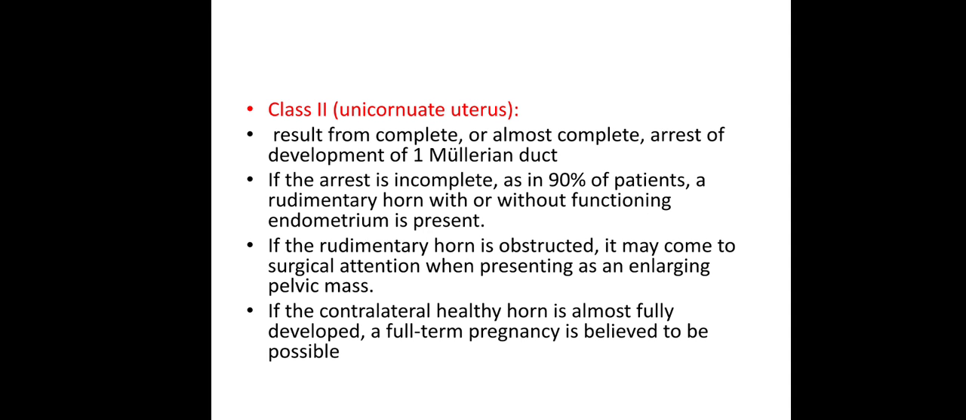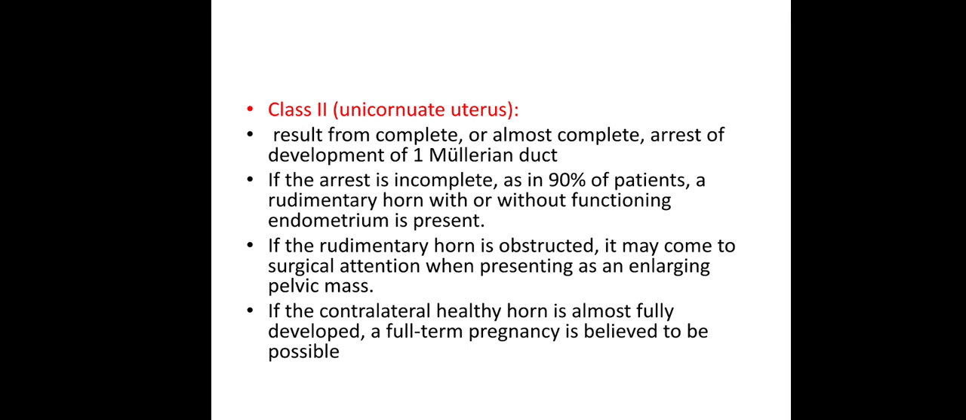Okay, so this is class 2, that is unicornate. The first thing we talked about was a developmental problem, an organogenesis problem, MRKH syndrome. Now the second is also an organogenesis problem, but only one side develops properly, the other side does not. So there may be complete or almost complete arrest of development of one Mullerian duct. If the arrest is incomplete, as in 90% of patients, you might get a rudimentary horn. So that is what happens.